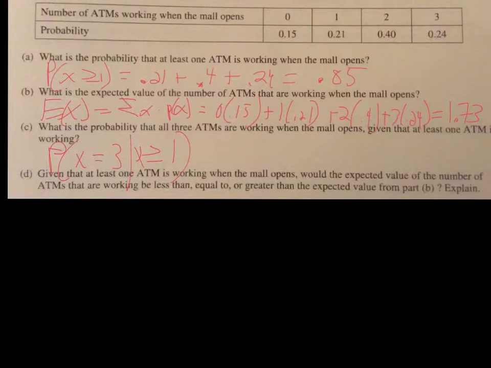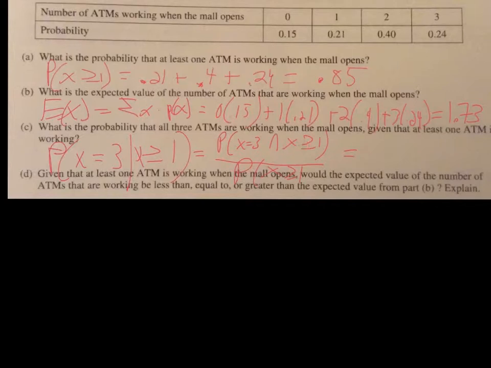Looking at the formula card, the probability of A given B is the probability of A and B, so x equals 3 and x is at least 1, all over the probability of B, which is the probability that x is at least 1. And again, "and" means intersect. That means both things have to happen: that it's 3 and it's at least 1.